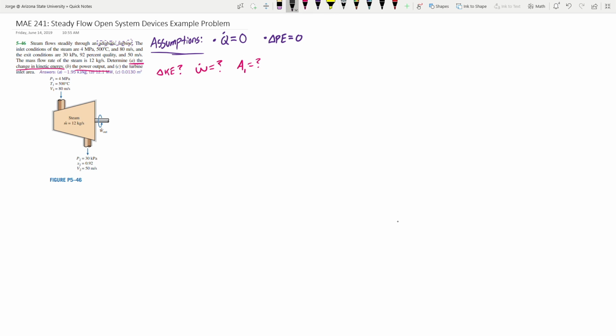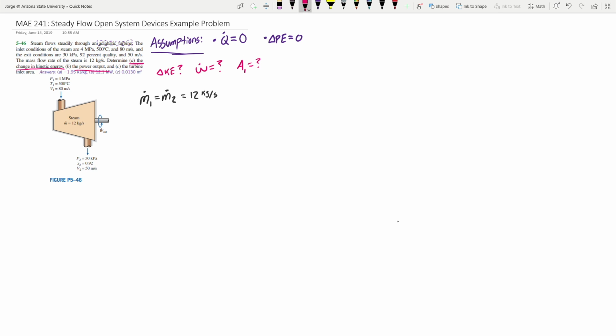All right. Now from here, I like to start with a mass balance. For this case, the mass flow rate at inlet 1 would equal the mass flow rate at outlet 2, since there's only one inlet and one outlet. So this is pretty simple. We just know the m dot for both is going to be 12 kilograms per second. That was given to us.